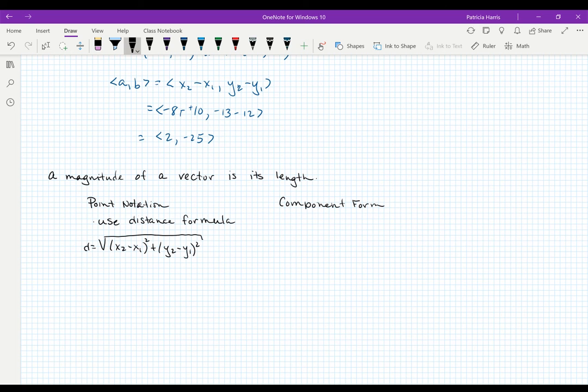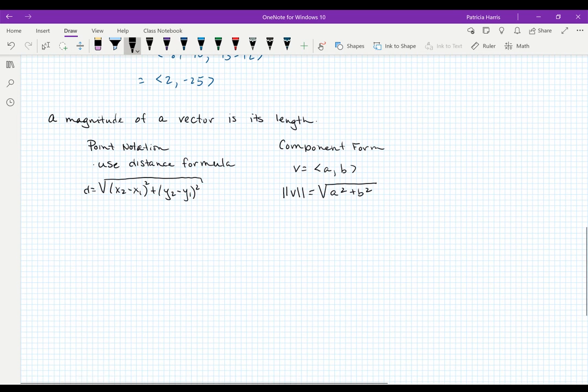So if we have a vector v given by the component form a, b, and we want to find its magnitude, you'll write what looks like a double absolute value, and then you're going to take the square root of a squared plus b squared. This is simply the distance formula, but your x1 and y1 are 0, 0. So let's try one out.